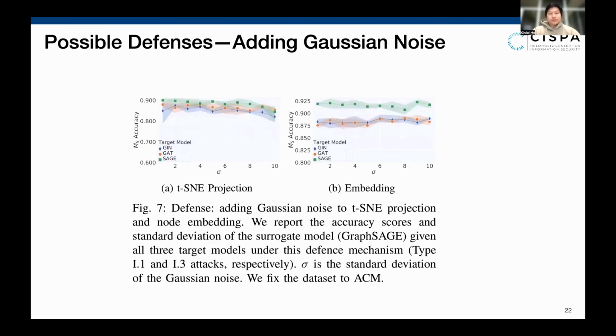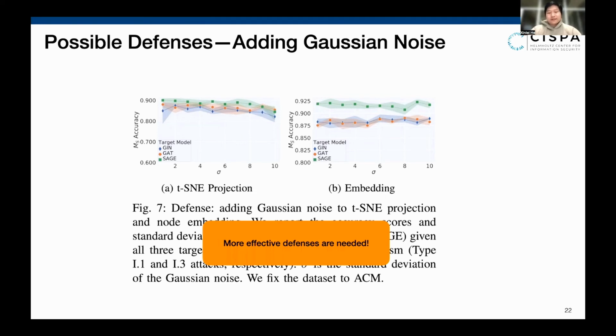We explore a straightforward defense, which is adding Gaussian noise to the response of GNNs. As we can see from figure 7, the Gaussian noise only slightly affects the performance of the surrogate model. So this means more effective defenses are still needed. In the future, we plan to investigate more effective defenses based on differential privacy and watermarking techniques.